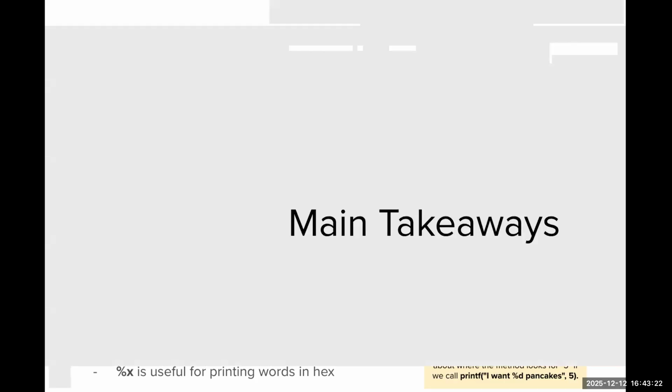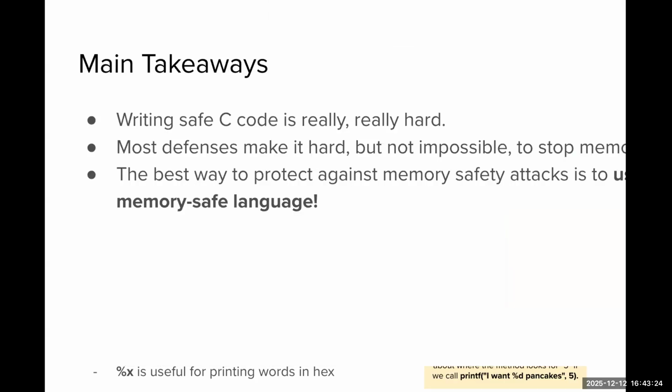Okay. So the main takeaway is, writing C code is definitely really hard because you need to understand really well how calling convention works. You need to make sure that your code is safe and you're not overriding things that you shouldn't be. So the easiest way to protect against this is using a memory safe language.